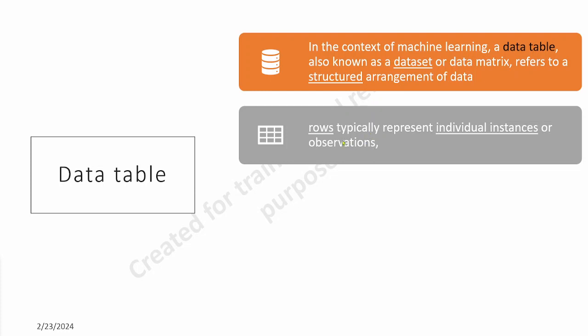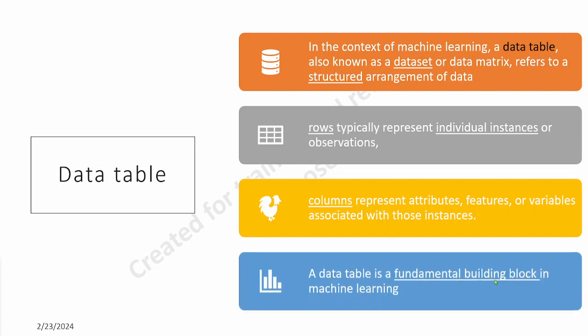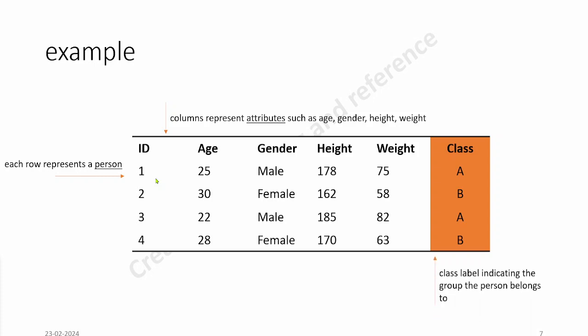Typically rows and columns. Rows will be observations or instances or records, and the columns would be the attributes or features or variables associated with that instance. So the data table is a fundamental building block. Let's take an example here. This is an example of a people data set, with age, gender, height, and weight. These are attributes, and each row is an instance or observation.